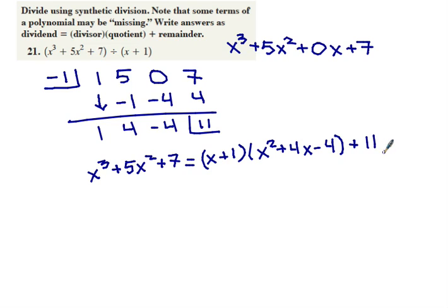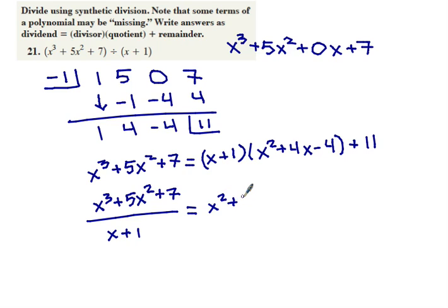Okay. And then just to show you, here's the complicated one you'll see, and it didn't ask it on this question, but it did the one before. The other way it could ask for the answer is the dividend over divisor, which is basically your initial starting point. So it would be this x cubed plus 5x squared plus 7 over our divisor, which is the x plus 1, equals our quotient, x squared plus 4x minus 4, plus your remainder over the divisor.